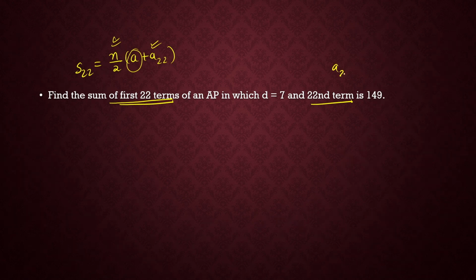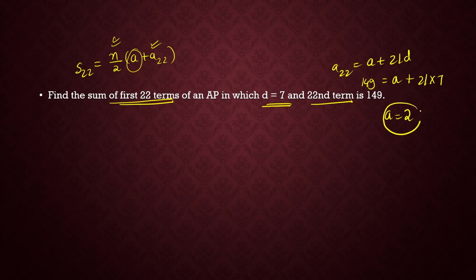So what is a22? It is nothing but a plus 21d. I know the value of d, d is equal to 7. So a plus 21 into 7 is equal to 149. So the value of a is 149 minus 21 into 7. 21 into 7 is equal to 147. So 149 minus 147, the value of a is equal to 2.